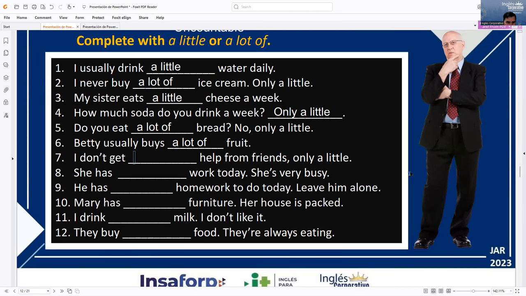I don't get a lot of help. Only a little. She has a lot of work today. She's very busy. He has a lot of homework. Leave him alone. Mary has a lot of furniture. I drink a little milk. I don't like it. They buy a lot of food, they're always eating.